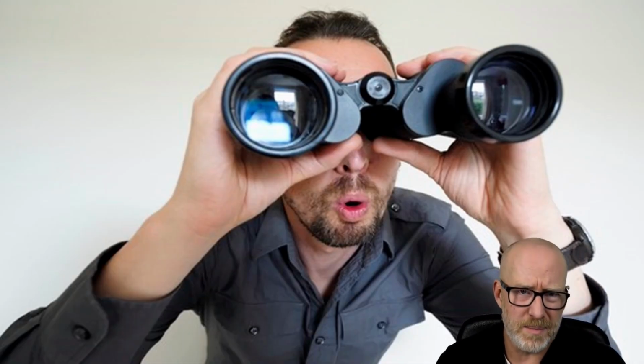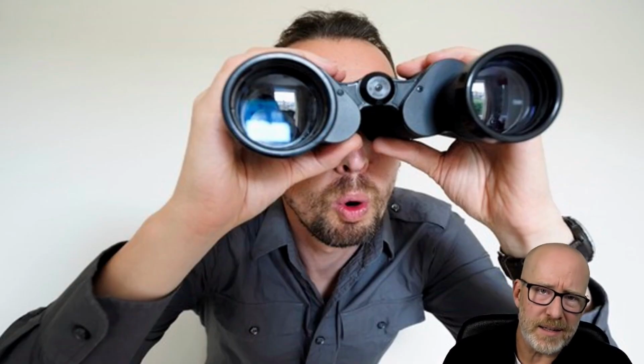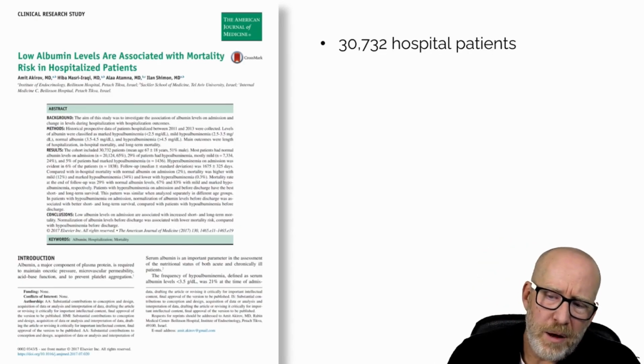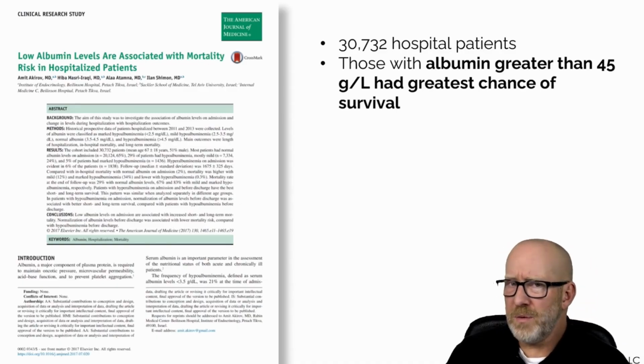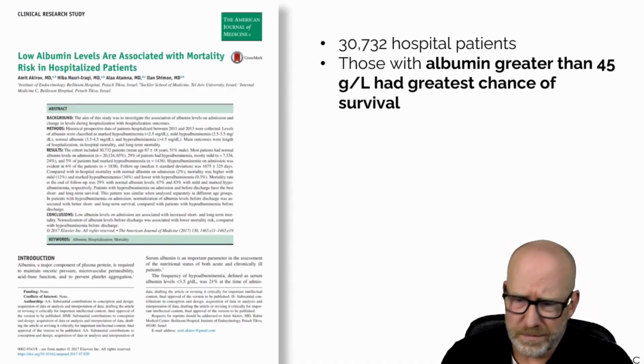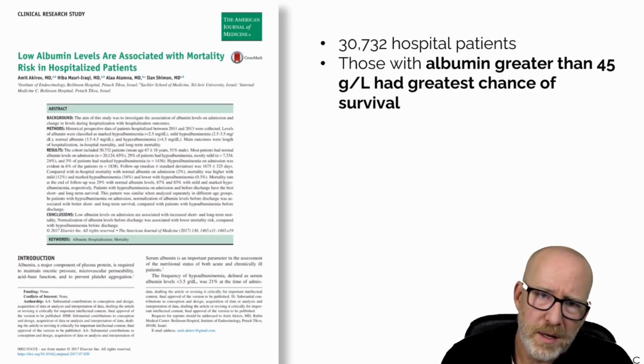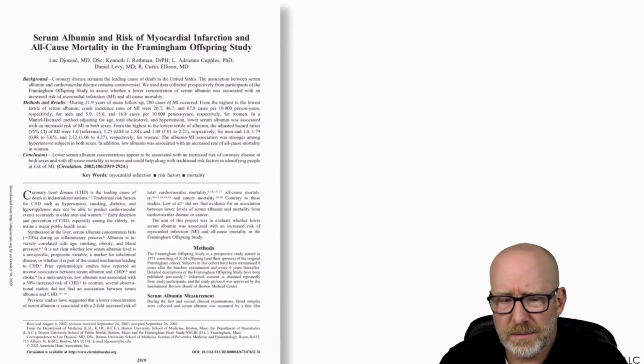So let's take a closer look at some of the literature that might give us a better idea of what an optimal albumin reference range might be. Here's a paper. This looked at about 31,000 hospitalized patients, and what was found was that when albumin was greater than 45 or 4.5 had the greatest chance of survival. Well, you might say, well, that's sick people in the hospital. What about healthier individuals? Well, stay tuned.